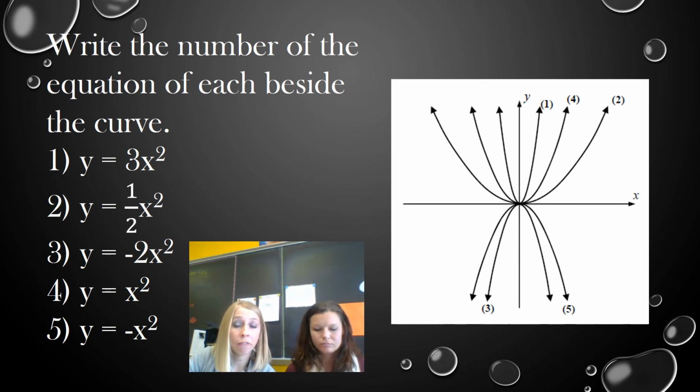Now, numbers 3 and 5 are the ones that are upside down, like a frown, because they have negative leading coefficients. The negative x squared should be the exact opposite of x squared. And then the negative 2 is slightly smaller. So this is also, in a way, counterintuitive, because the number in front, if it's greater than 1, it shrinks it.